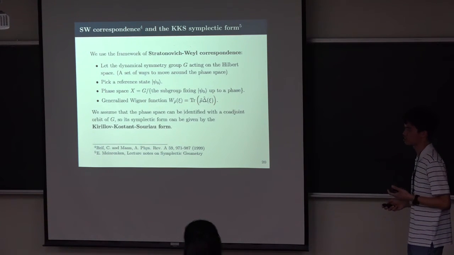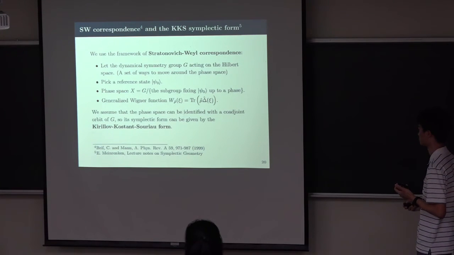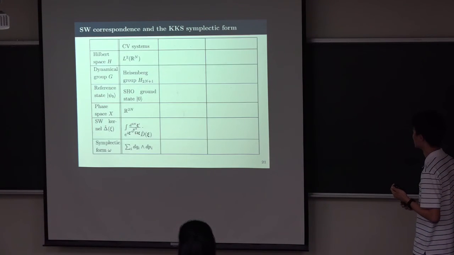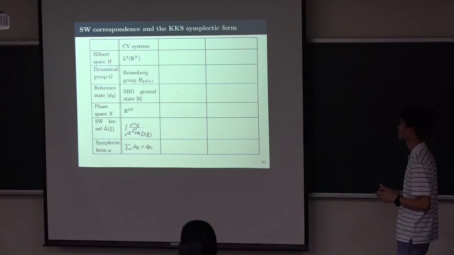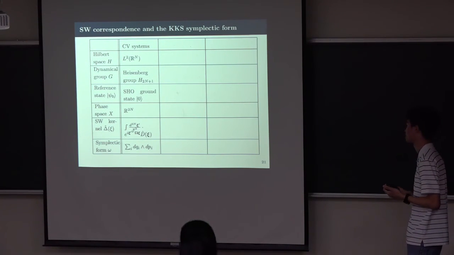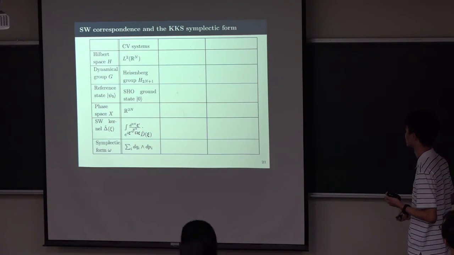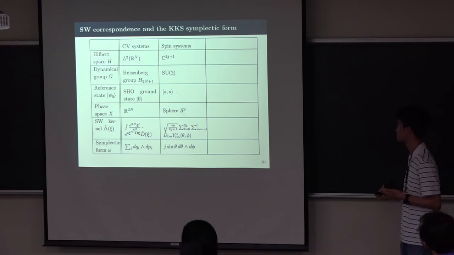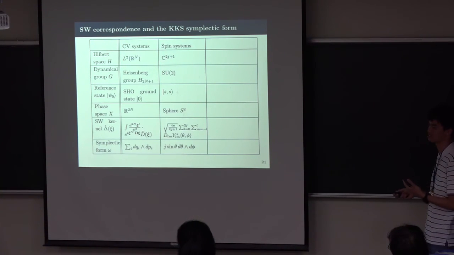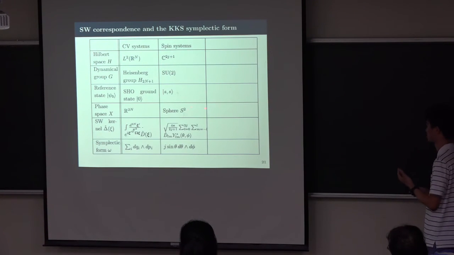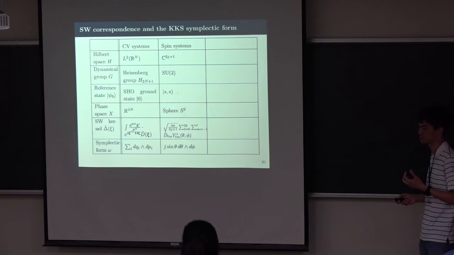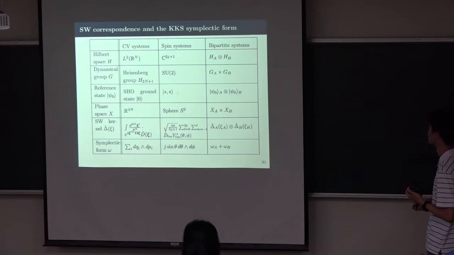And for the symplectic form, it's more technical. We use the KKS symplectic form on the coadjoint orbit of the dynamical symmetry group. Of course, the continuous variable system can be formulated in this way. In this case, it's a Heisenberg group acting on the Hilbert space. And for a spin system, the group is SU(2). So here there's no approximation. We can even consider the case of a spin one-half system. That case is very interesting because the phase space is the Bloch sphere. So it's another story.